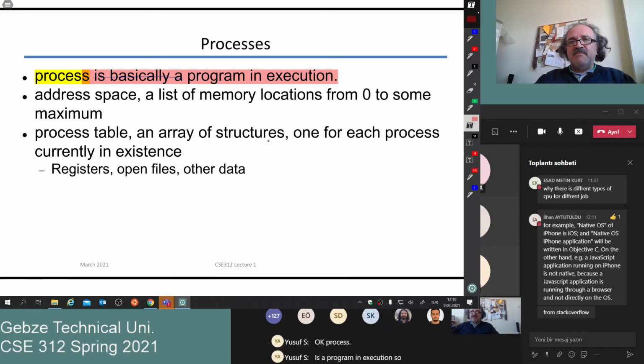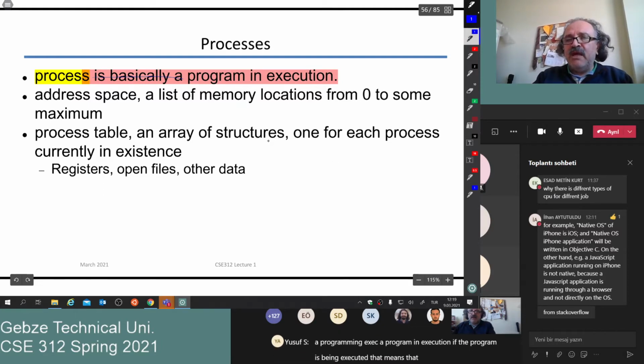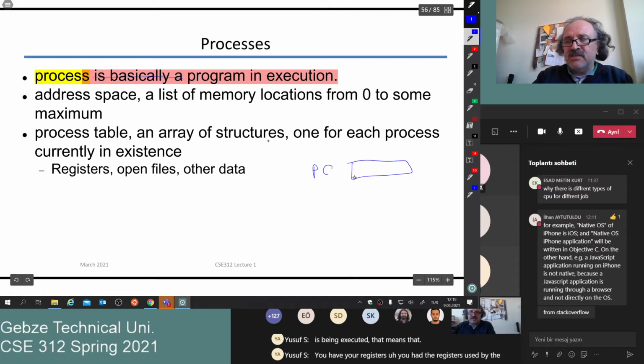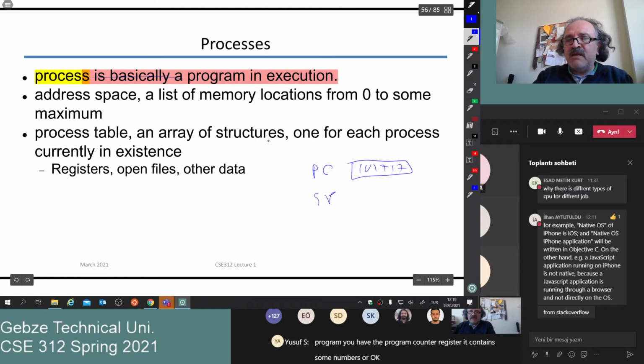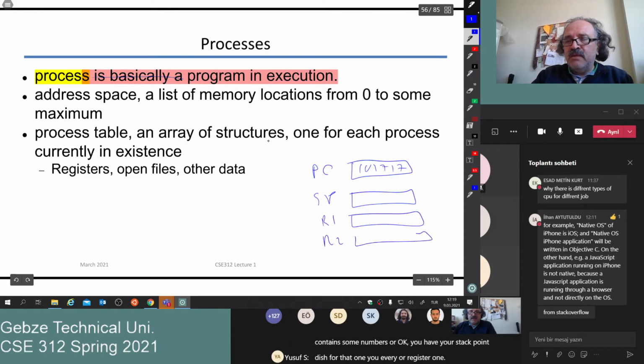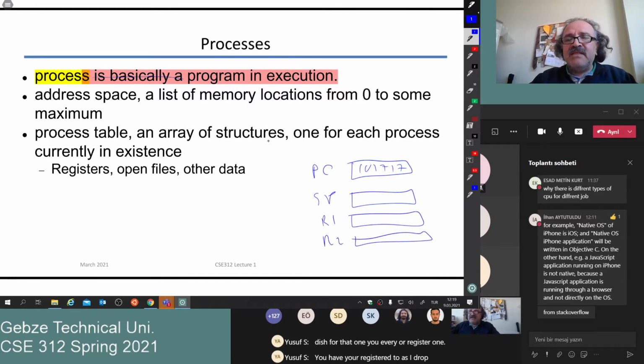So what is the difference between a program and a program in execution? If a program is being executed, that means you have your registers, the registers used by the program. You have the program counter register, which contains some number. You have your stack pointer, your register 1, your register 2, etc. And the operating system recognizes that as a process.